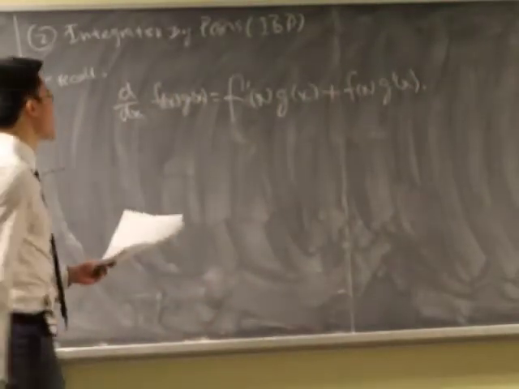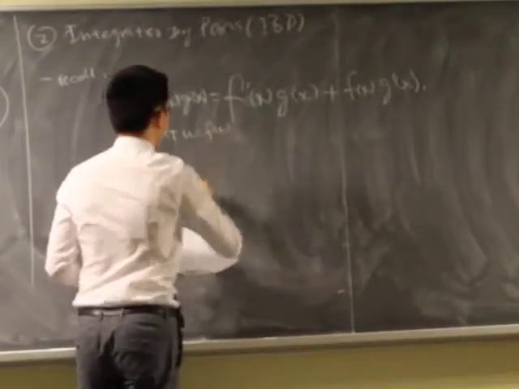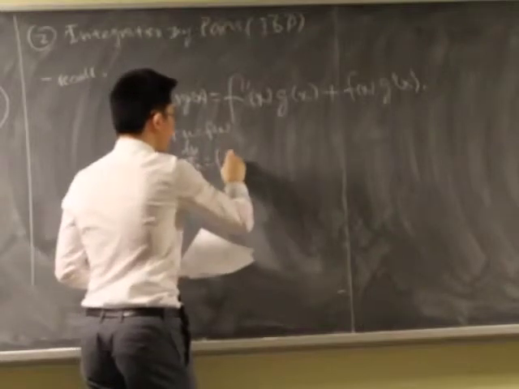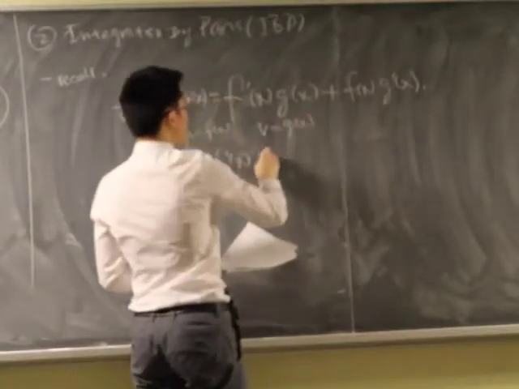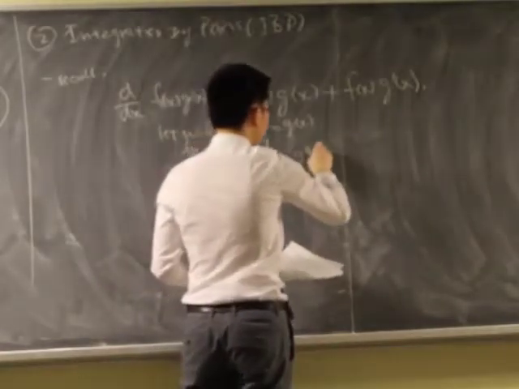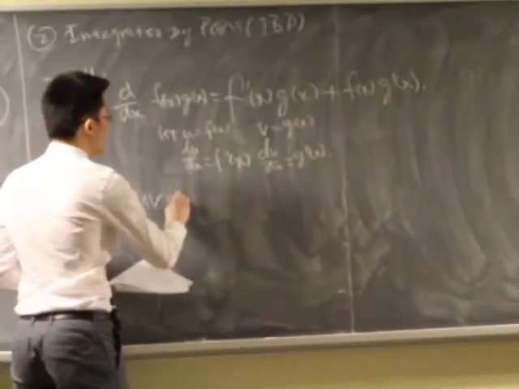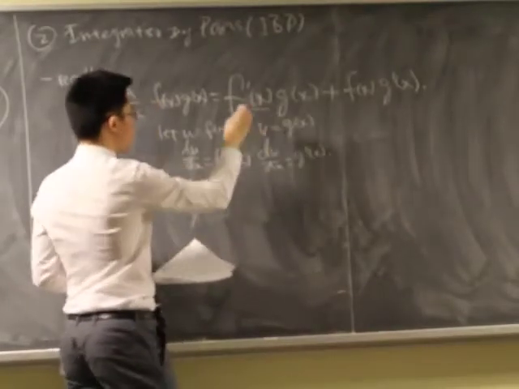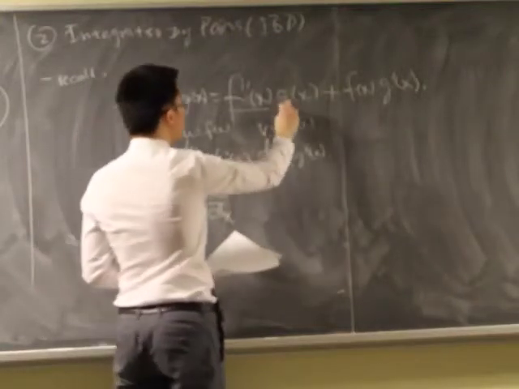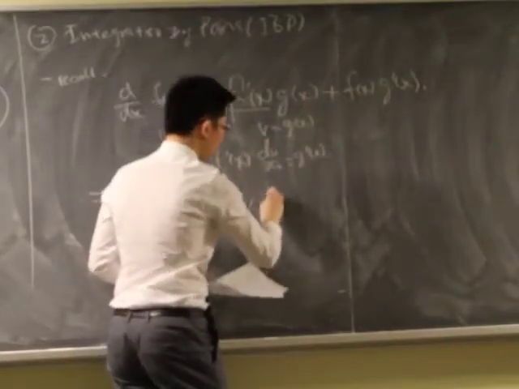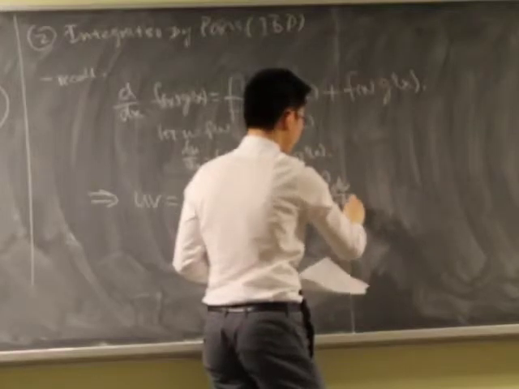Now, how is that relevant to the integration by parts? Let's try integrating both sides. Let u equal f(x), and then du over dx is f prime of x, right? And then let v equal g(x). Then dv over dx is g prime of x. What happens when we integrate this side? We have uv is equivalent to the integral of f prime of x, which is du over dx, times g(x), which is v, dx, because at the very end of the integral sign you need a dx, plus the exact same thing except with v replaced by u.